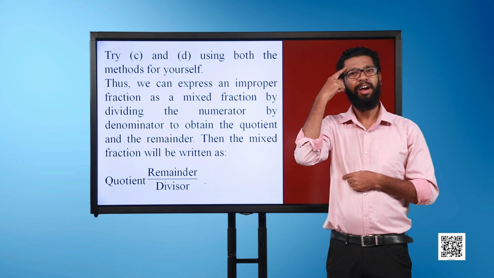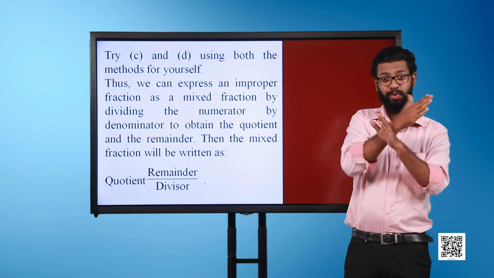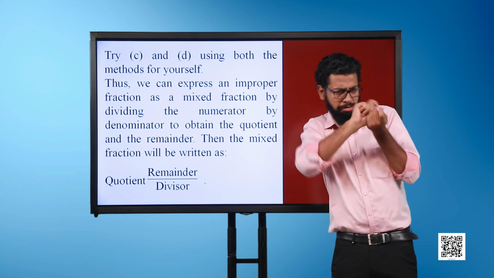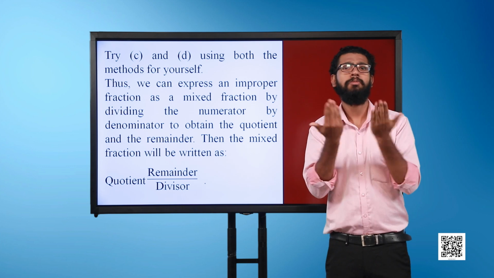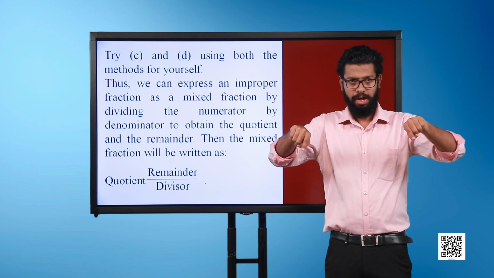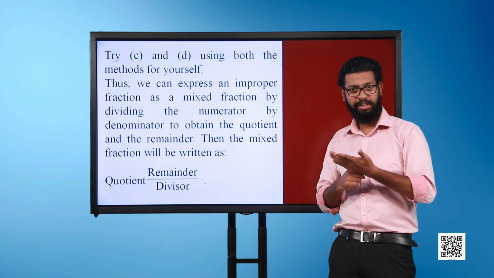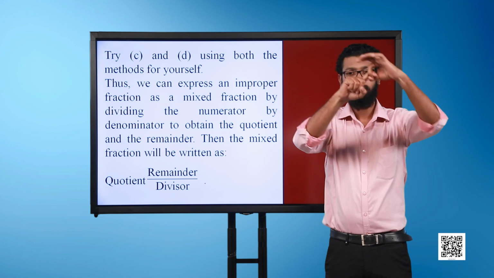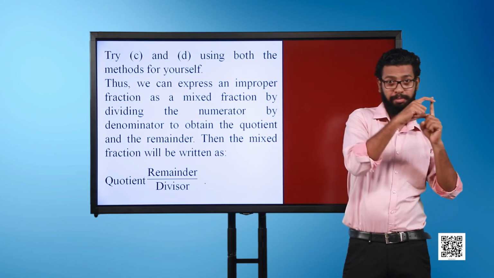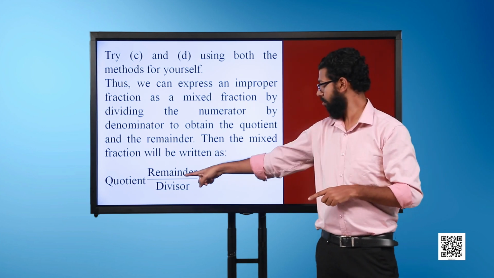Thus, we can express an improper fraction as a mixed fraction by dividing the numerator by the denominator to obtain the quotient and the remainder. Then, the mixed fraction will be written as quotient, remainder upon divisor.